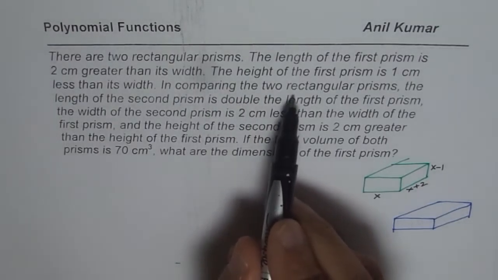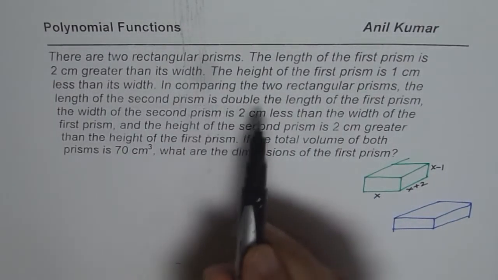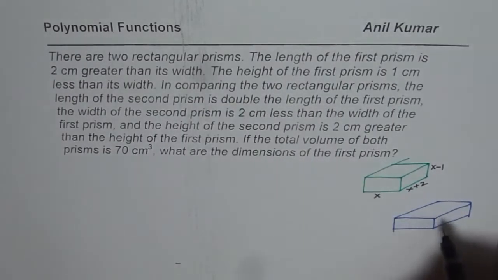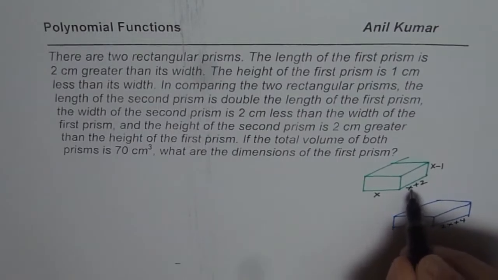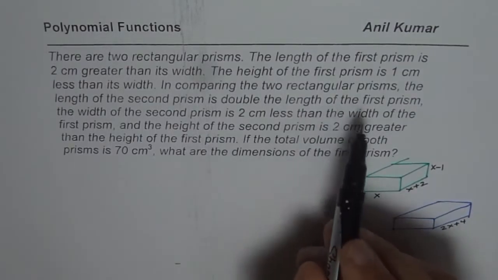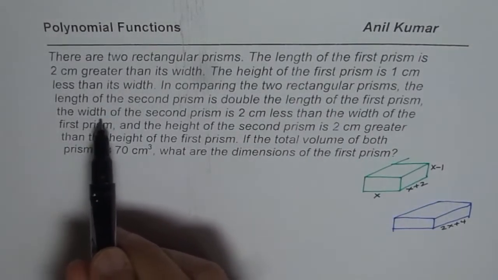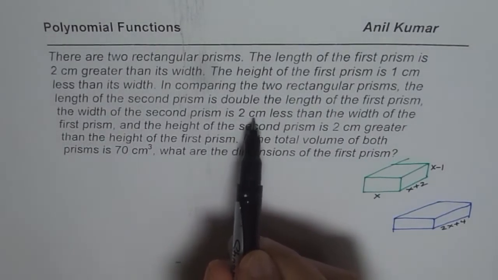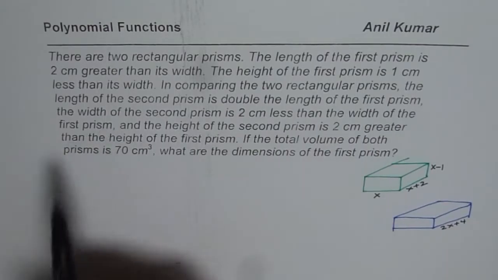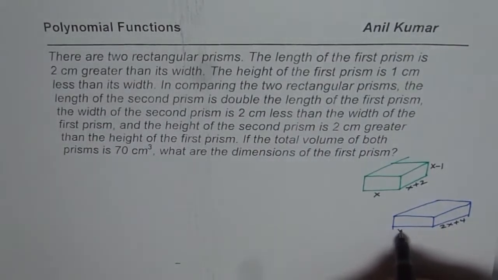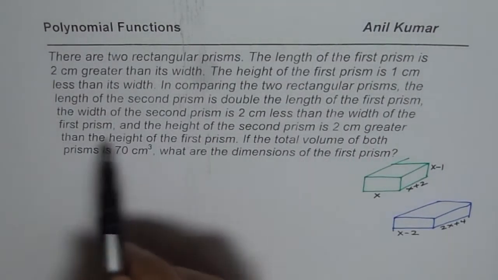So we get the first prism dimensions. In comparing the two rectangular prisms, the length of the second prism is double the length of the first prism. So this is twice. So we'll just do 2x plus 4, right? So 2 times all of them. The second prism is double the length of the first prism. The width of the second prism is 2 centimeters less than the width of the first prism. So 2 less. So that means x minus 2.